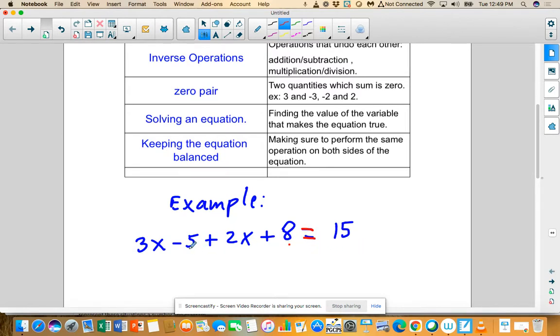Now, what is particular about this 8 and this minus 5 is that 8 is what we call a constant because it's a number by itself. Same for negative 5, it's a constant. Same for 15, it's a constant. X is a variable. That's the unknown. So solving the equation would be for us to take the necessary steps to find what that variable x in this case is.